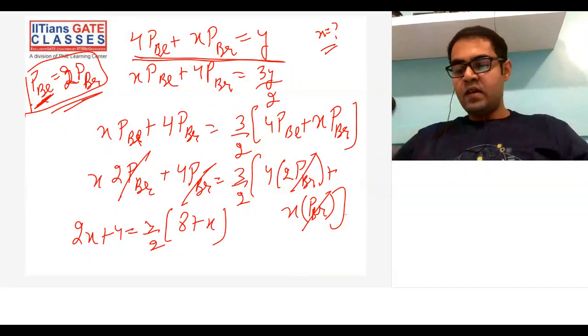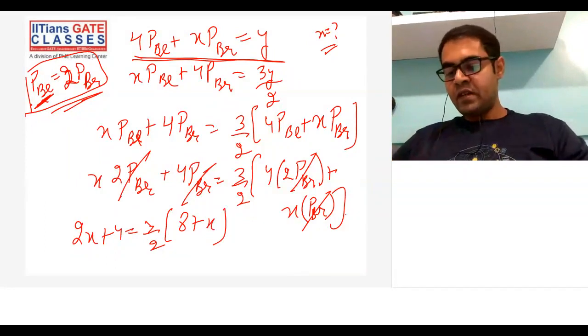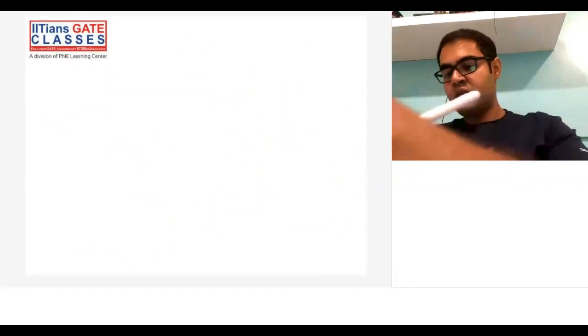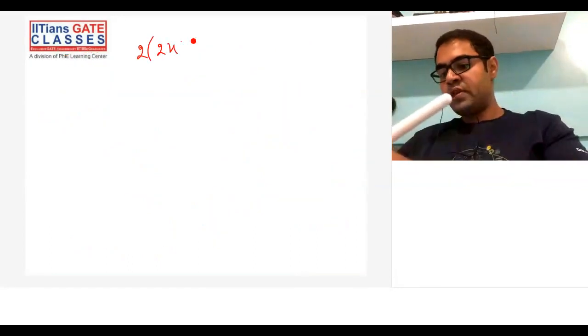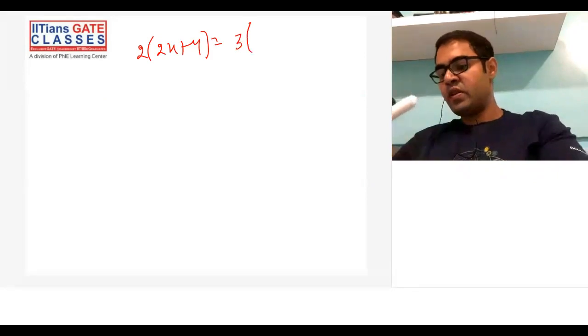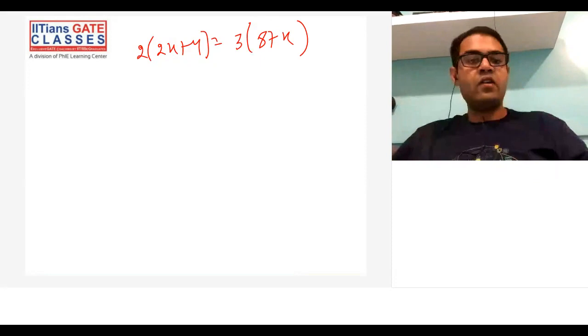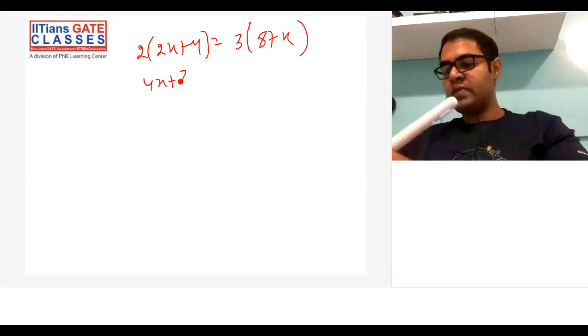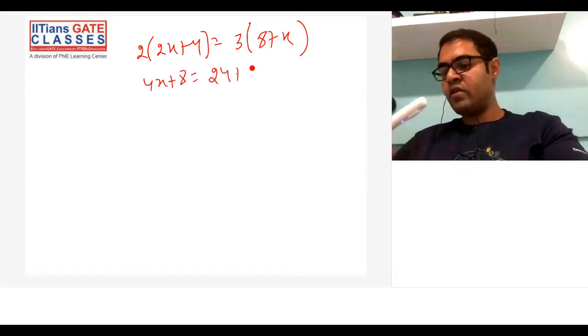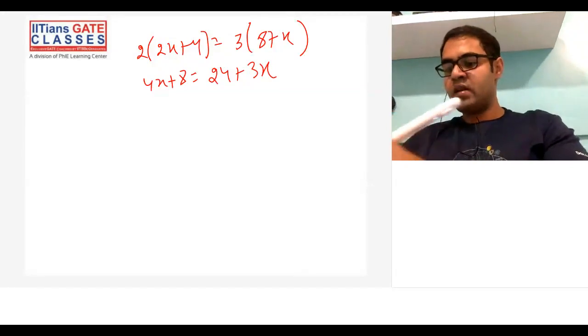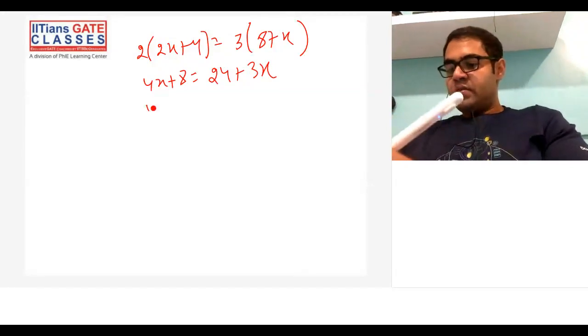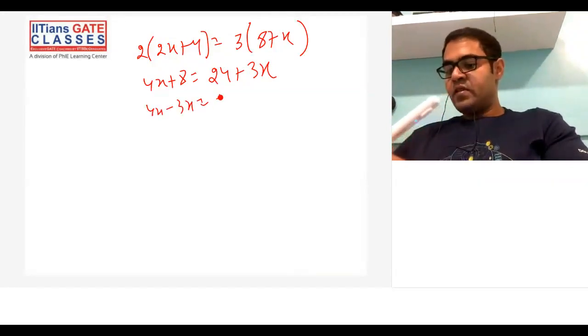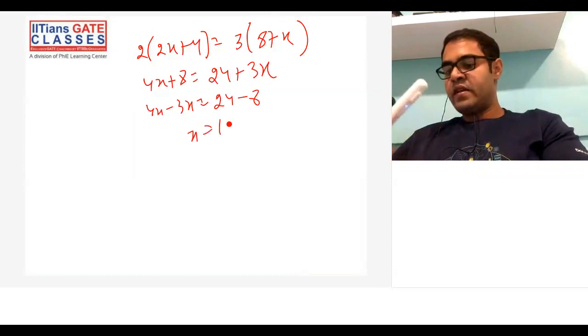Alright. So let me take another slide. So 2 I'll send on the LHS. So this means 2 into 2x plus 4 is equal to what? 3 into 8 plus x it was. Okay. I need to find x now. This becomes 4x plus 8 is nothing but 24 plus 3x. Correct? So this becomes 4x minus 3x is equal to 24 minus 8. So x becomes what? 16.